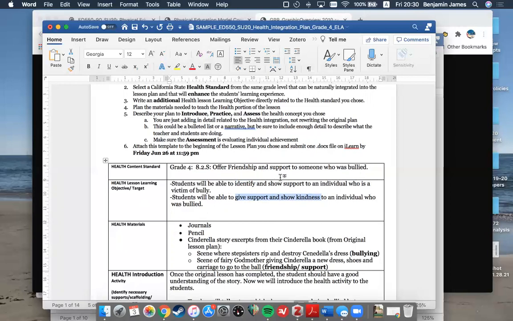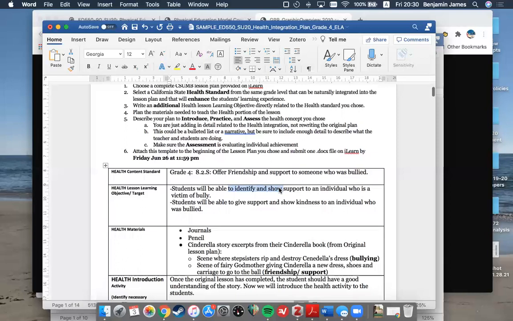They're both good, but I think we can make them a little bit better by saying students will be able to explain how to offer friendship and support to someone who is bullied. The word explain here takes it out of the real experience, which this is still kind of asking. And of course, it's a bit pedantic. I understand that. Of course, you're not expecting them to actually have to give support and show kindness to someone who's actually bullied, but you really want to make sure that the verbs that you're choosing here, right?